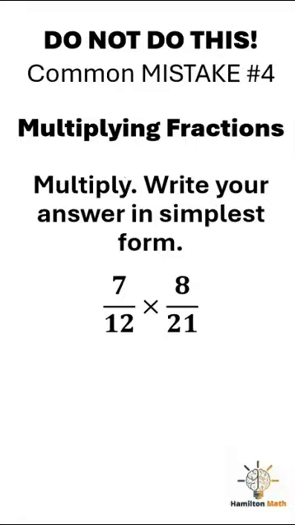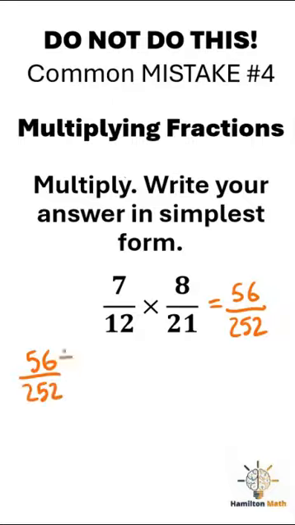Now here's what students will often do. They'll multiply 7 times 8 and get 56, and they'll multiply 12 times 21 and get 252. Now those are two large numbers, but how can we make this simpler? Well, we can simplify this by taking 56 over 252 and start dividing it by a common factor in the numerator and denominator. Well, let's start with 2. That gives me 28 all over 126.